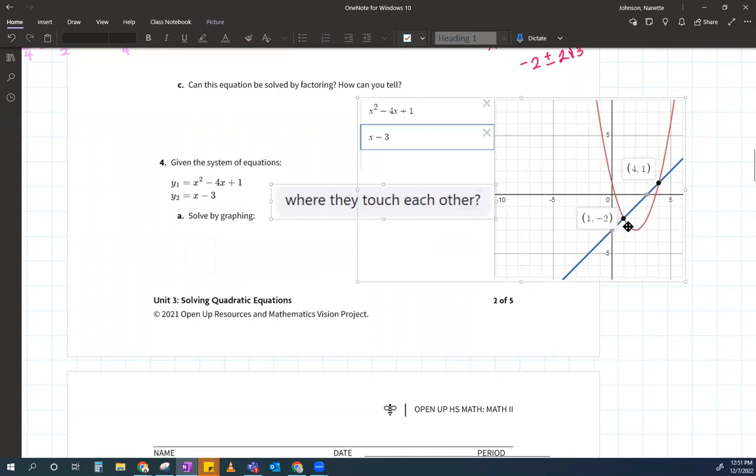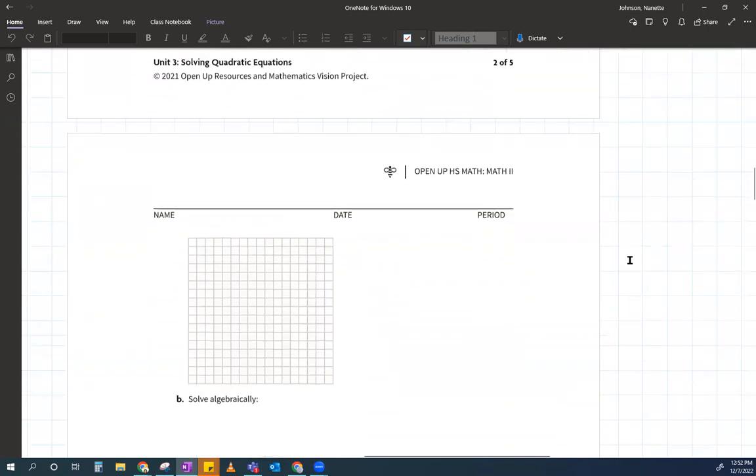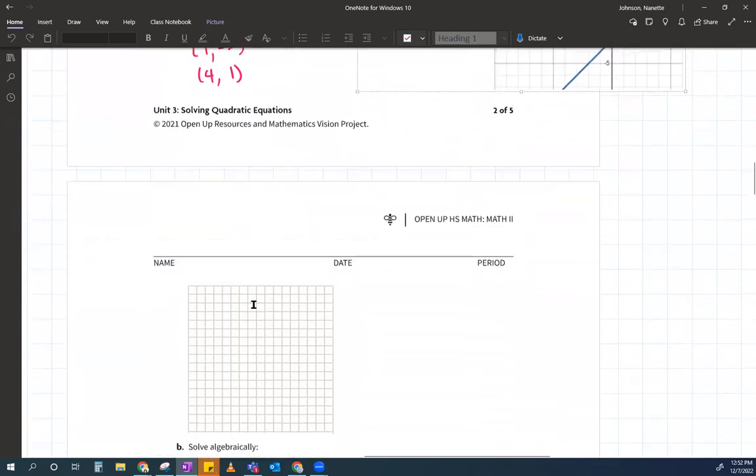So our answers here are going to be 1, -2, and 4, 1. Those are my answers. Let me write those down. 1, -2, and 4, oops, not -1, just 1. That's it. There's your two answers. Everybody okay with that? And you guys are like, yeah, that's easy, Ms. Johnson. So then I would graph it here.